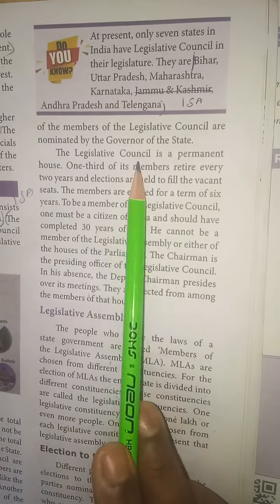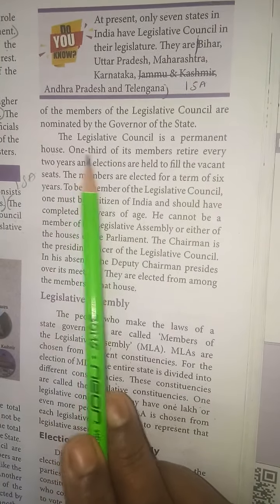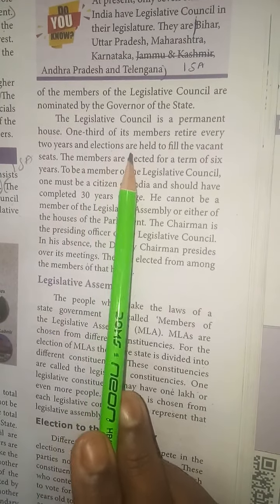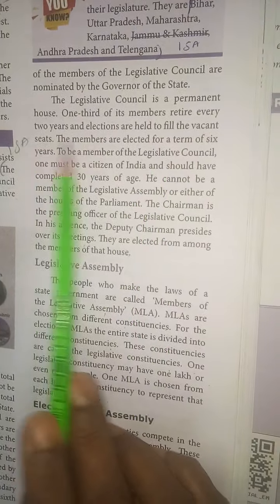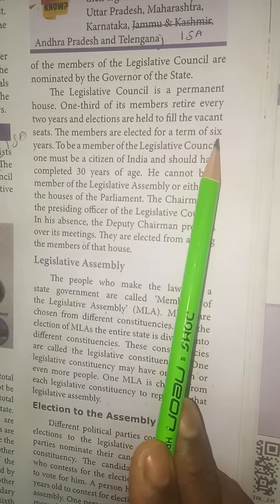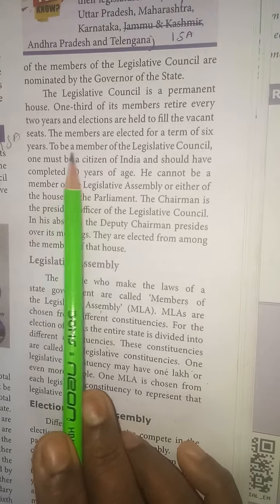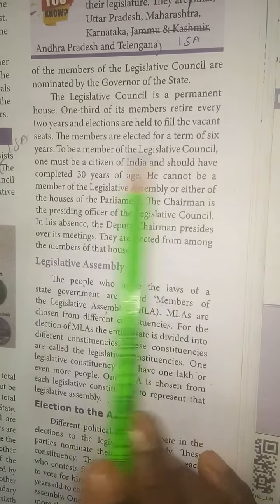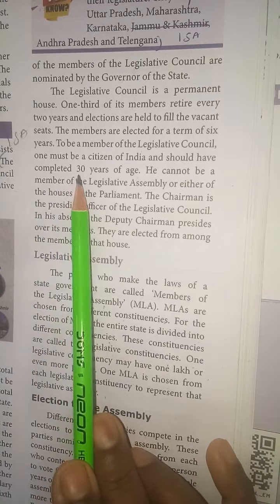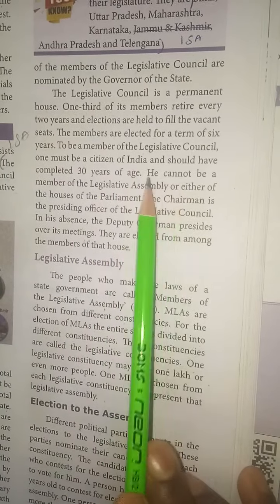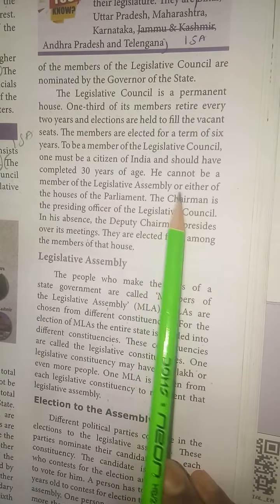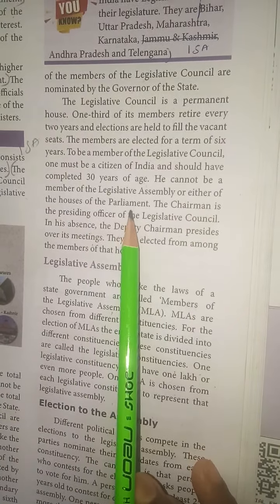The legislative council is a permanent house. 1/3 of its members retire every 2 years and elections are held to fill the vacant seats. So the members are elected for a term of 6 years. To be a member of the legislative council, one must be a citizen of India and should have completed 30 years of age. He cannot be a member of the legislative assembly or either of the houses of the parliament.